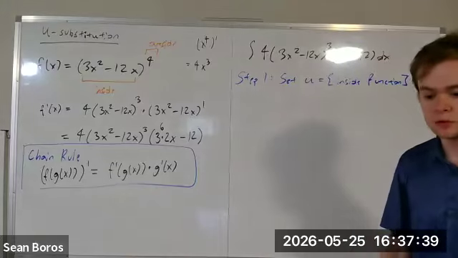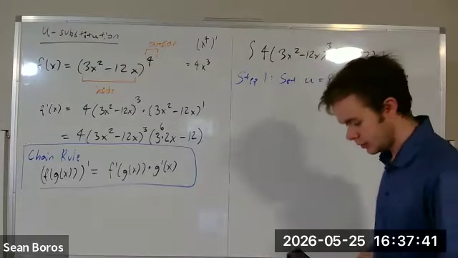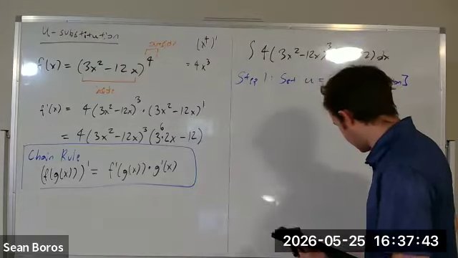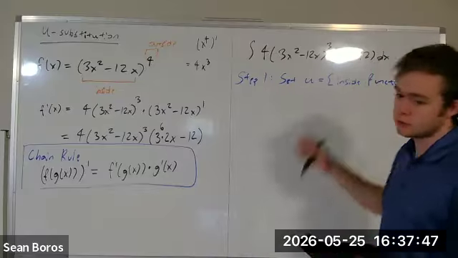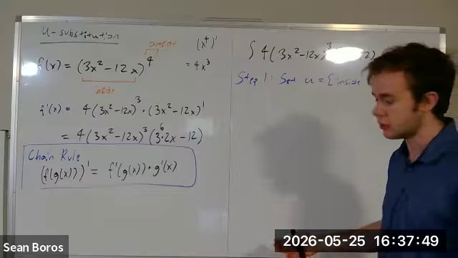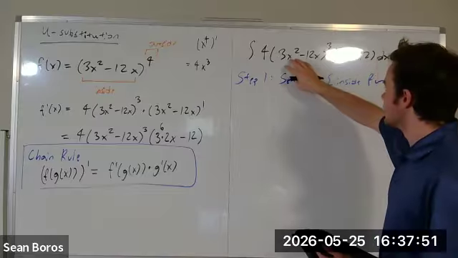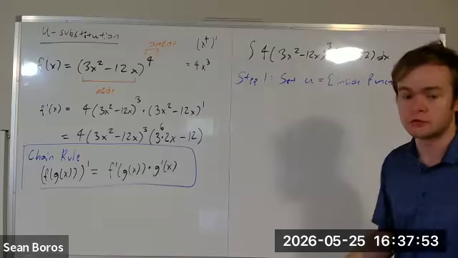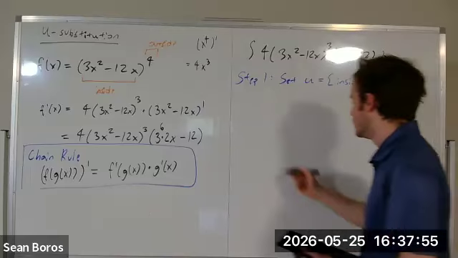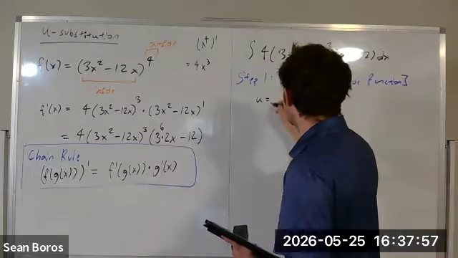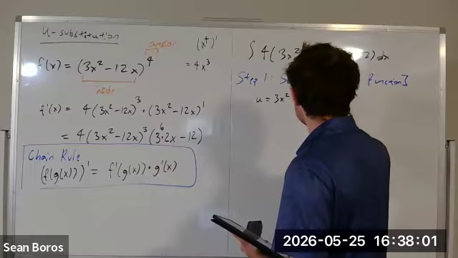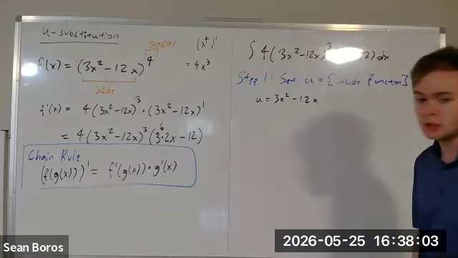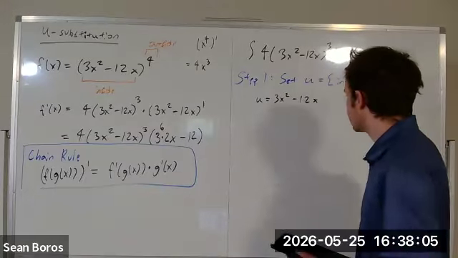Right, so we're going to set u equal to the inside function. What's the inside function here? You have to determine what's the inside function and what's the outside function. But if we've got something inside of a power, I'd say that's probably the inside function. So I'm going to say u equals 3x squared minus 12x. So that's our u. Okay.